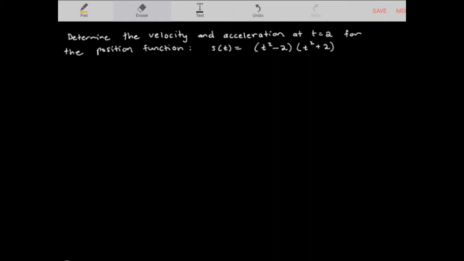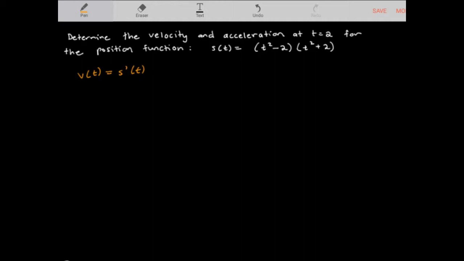Alright, let's determine the velocity and acceleration at t equals 2 for the position function s of t equals (t squared minus 2)(t squared plus 2). So we need to understand that the velocity function, v of t, or the velocity after t units of time, we can use seconds, is the first derivative of the position function, s prime of t, right?